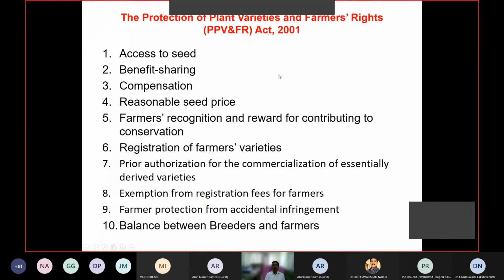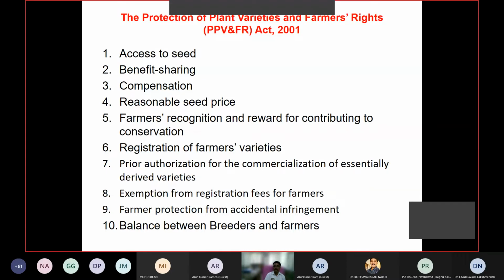So we came out with the Protection of Plant Varieties and Farmers' Rights Act. It was the first time in the entire world that a plant variety protection act included a farmers' rights scheme. So what did we give to farmers? Access to seeds, benefit sharing, and also compensation. We have given them reasonable seed prices. Farmers are recognized as breeders, and are also rewarded for contributing to conservation. Farmers' varieties were allowed to register, the registration of farmers' varieties.